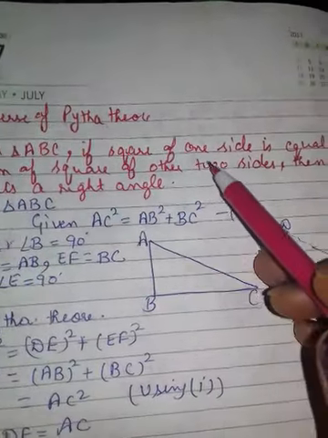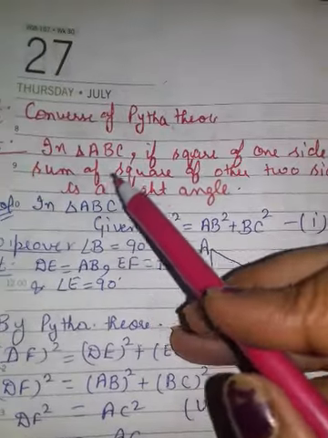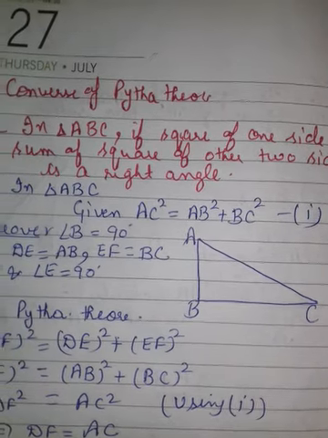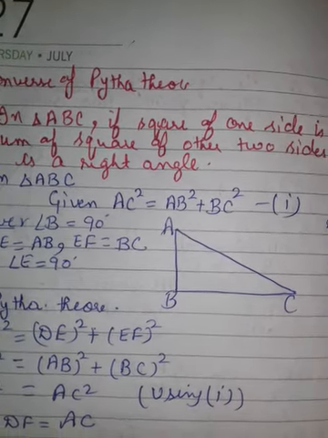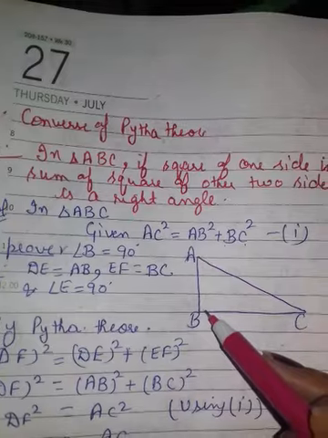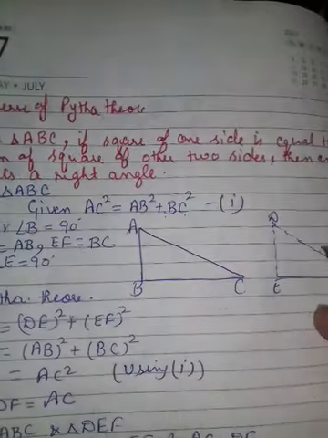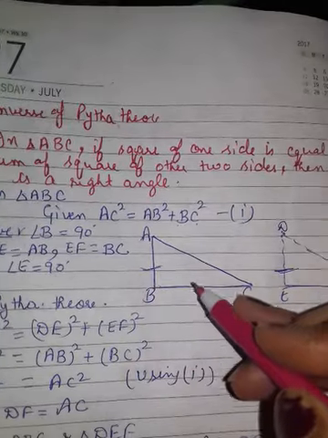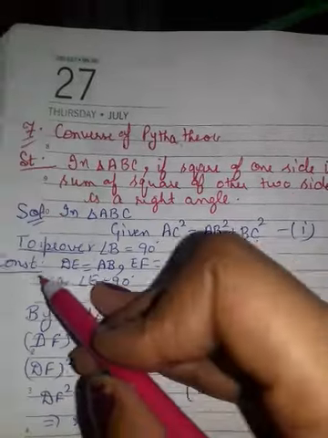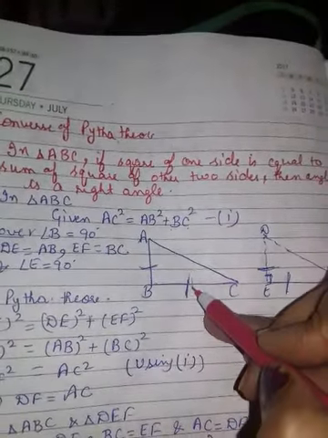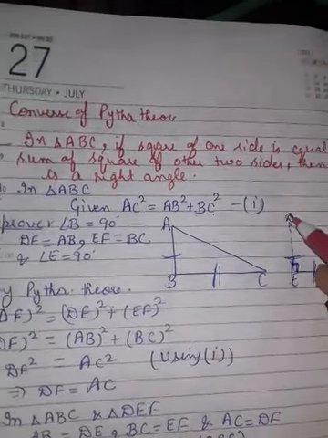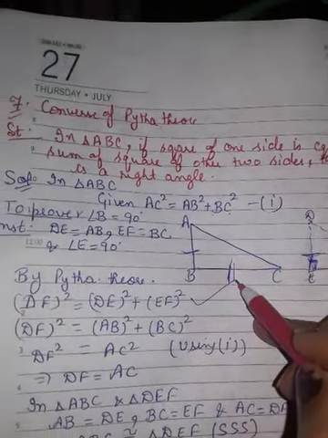Now the last theorem is the converse of Pythagoras. In triangle ABC, if the square of one side is equal to the sum of squares of the other two sides, then the angle is a right angle. Means here it is given that the square of one side is equal to the sum of squares of the other two sides, but you have to prove this angle is 90. In construction we take that this side is equal to this side, and this side is equal to this, and this angle is 90 degrees.